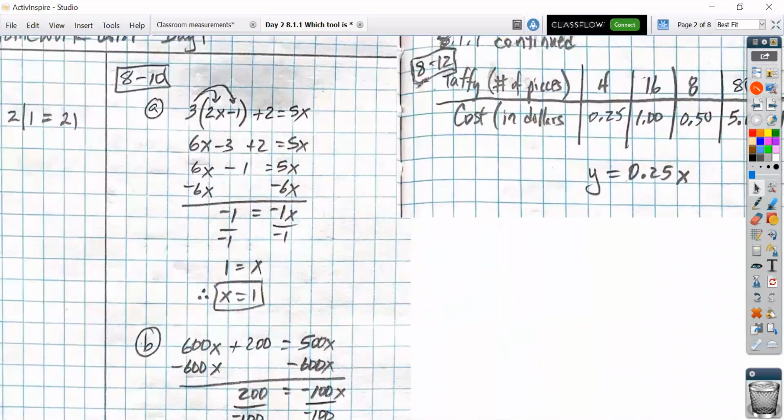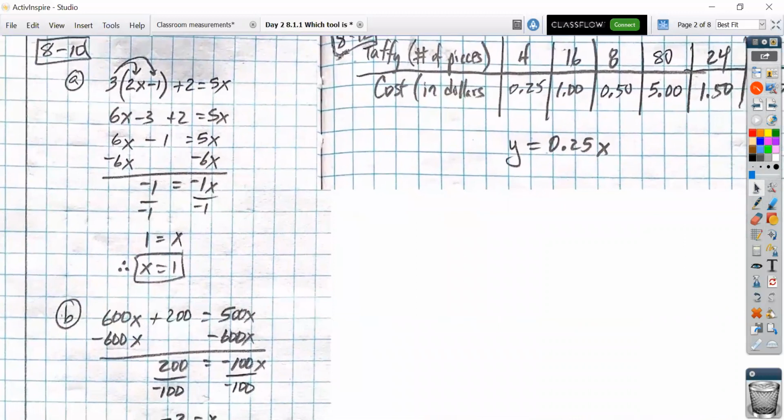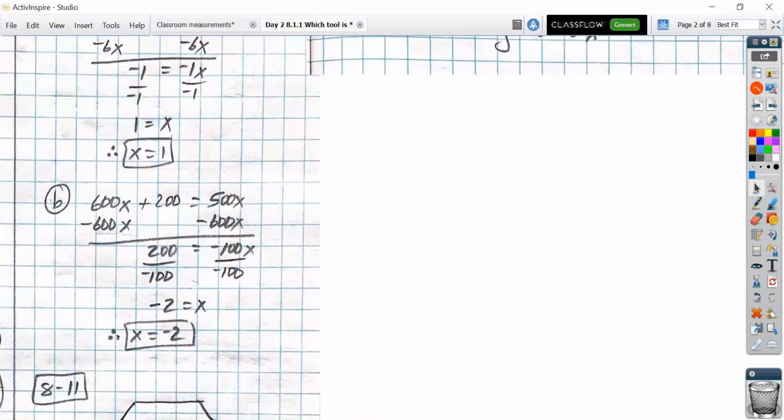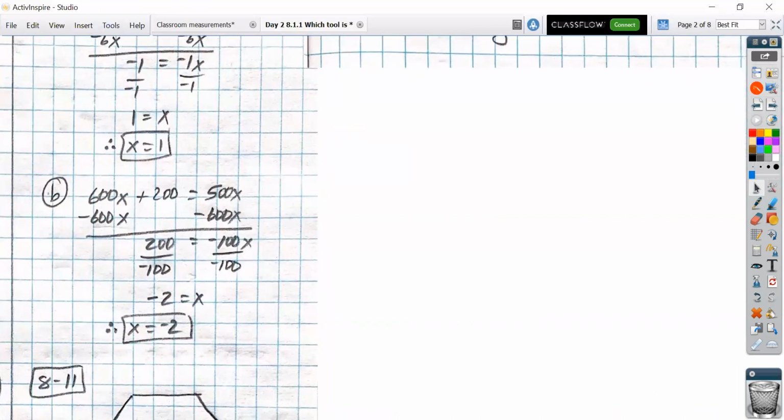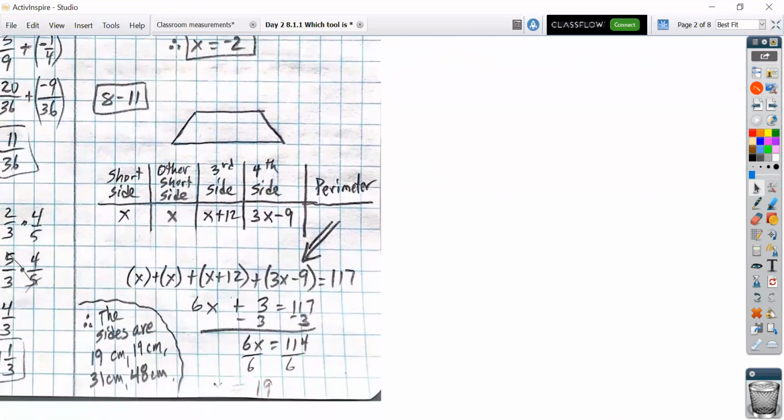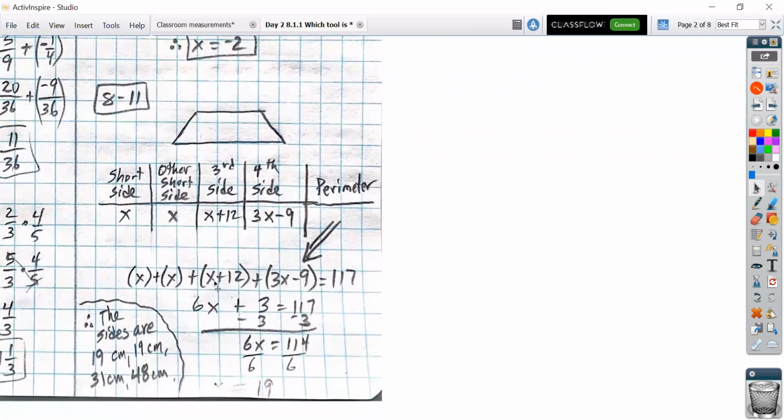Problem 8.10, remember you can pause this anytime you want. 8.10A, I got x equal to 1, and B, I got x equal to -2. Problem 8.11 was a 5D problem where they wanted you to write an equation.